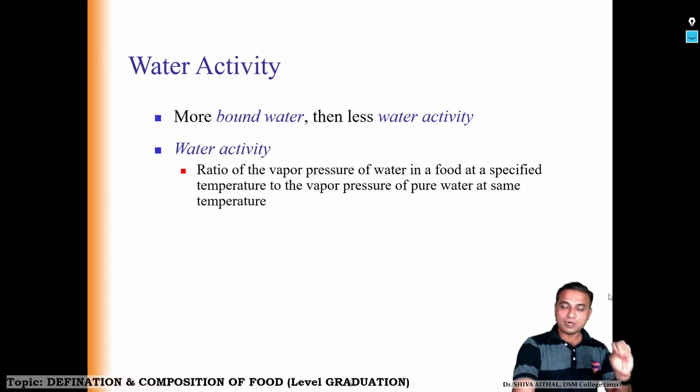So water activity is the ratio of water vapor pressure inside a system. Here we are talking about food. It is the ratio of the vapor pressure of water in a food at a particular temperature to the vapor pressure of pure water at the same temperature. This is water activity.